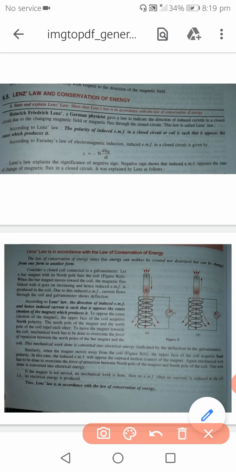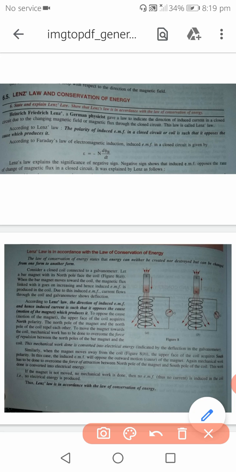Alright. Now Lenz's law is in accordance with the law of conservation of energy. That means somehow using Lenz's law we can get the concept of conservation of energy, meaning Lenz's law is following conservation of energy. How? Let us see that. Very important part, this one.